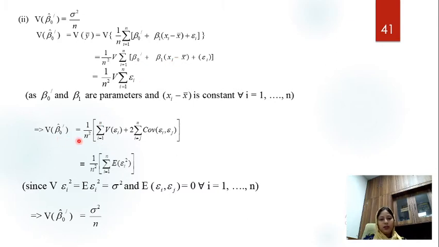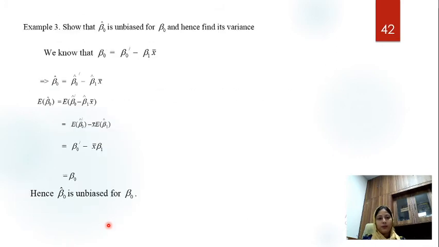So variance of beta naught hat dash is equal to 1 by n square variance of summation epsilon i plus twice summation i not equal to j covariance of epsilon i, epsilon j. So 1 by n square, this is expected value of epsilon i square, since error terms have covariance 0 and expected epsilon i is 0, so only this term will come. As variance of epsilon i is expected epsilon i square, which is sigma square, and covariances are 0, this implies that variance of beta naught hat dash is equal to sigma square by n.